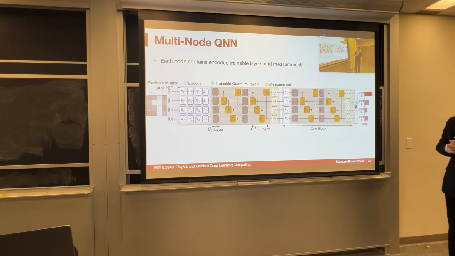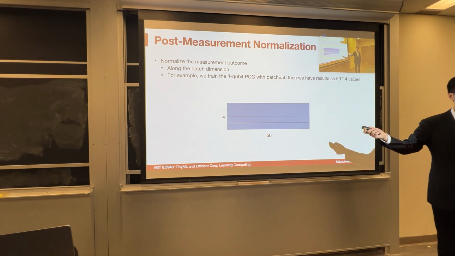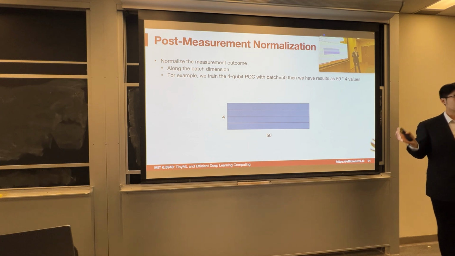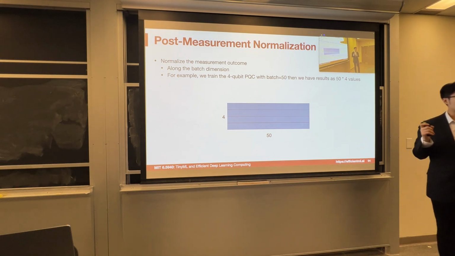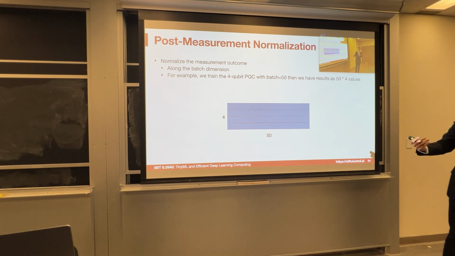So there should be some careful design of the number of blocks, and also what kind of mitigation we want to use. One thing that we can typically apply to the middle layer of the mitigation is called post-measurement normalization. That means after you measure this quantum state back to the classical value, we can apply some normalization between the different results in the same batch, right?